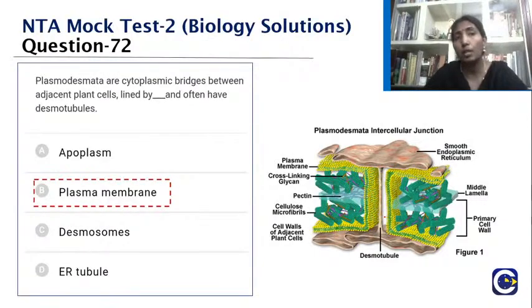So plasmodesmata, what are they? They are lined by the plasma membrane, and they help in the transport of water. So the answer is plasmodesmata.